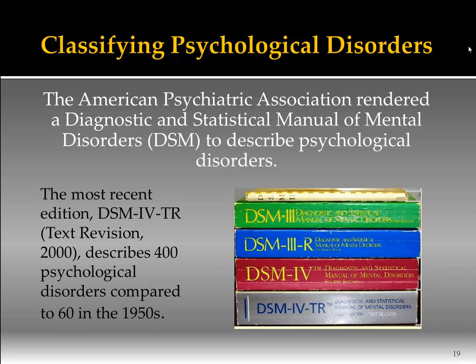And at the time, they only had 60 disorders, and now we're at the DSM-4. They start off with the DSM-1. We're at the DSM-4 text revision. And we have some 400 disorders. It's not that we're necessarily getting any sicker in society. It's that we're learning to describe disorders better and learning to differentiate between various disorders.